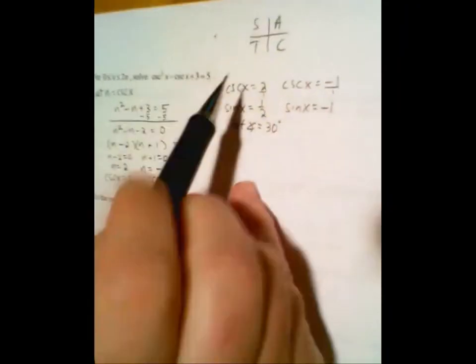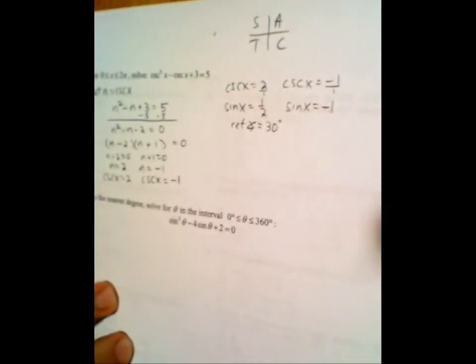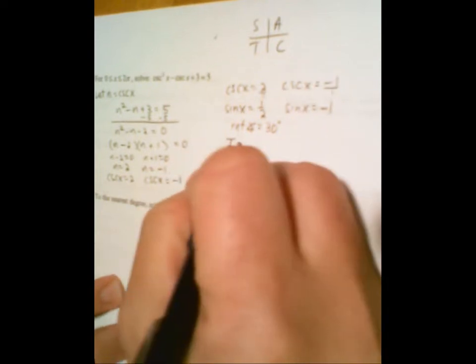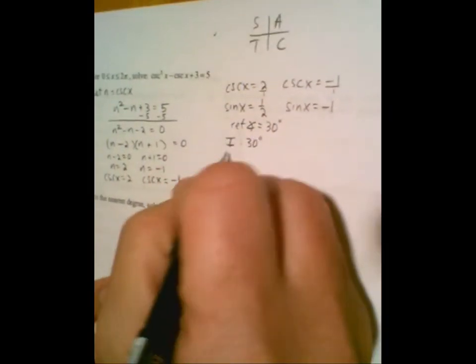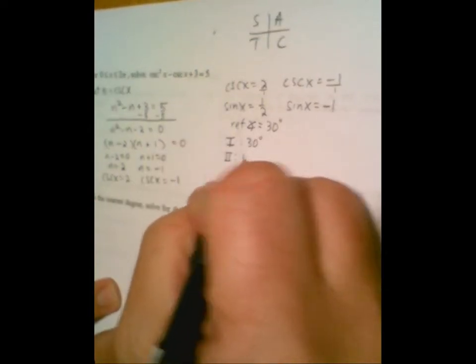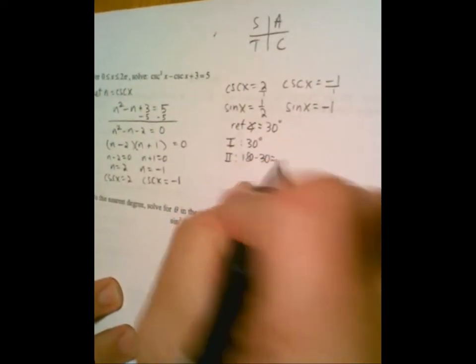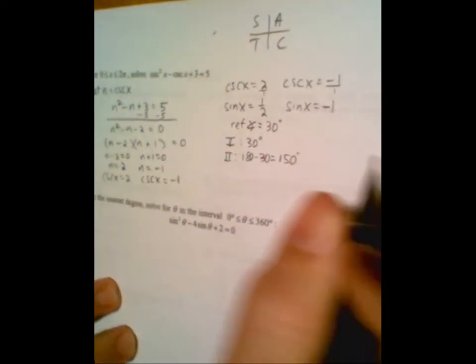Sine is positive in the first quadrant and the second quadrant. So 1 in the first quadrant is 30 degrees. In the second quadrant, 180 minus 30 is 150 degrees.